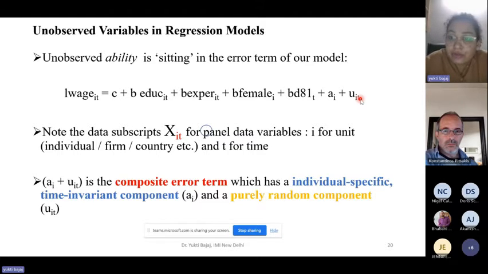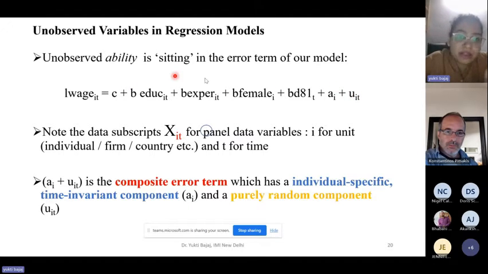But now here, we do not have EIT. What do we have? We have two other variables instead of EIT. One is AI and the other is UIT. Now, what are these? These both are my error terms only. The combination of AI plus UIT is nothing other than EIT, which was there in the previous equation. Then what are these two? This AI is that ability which I said sits in the error term just because it is unobservable.